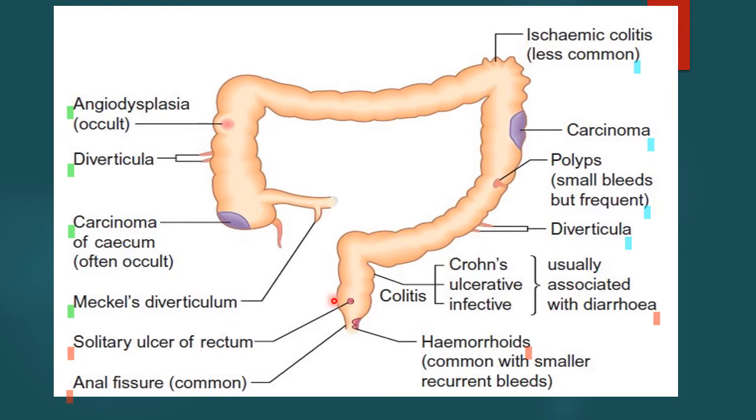And at the terminal end of the rectum and the anal canal, you have solitary ulcer of the rectum, anal fissures, hemorrhoids, which are common, and inflammation of the rectum and the colon, which can be either Crohn's disease, ulcerative colitis, infective causes, or radiation colitis.